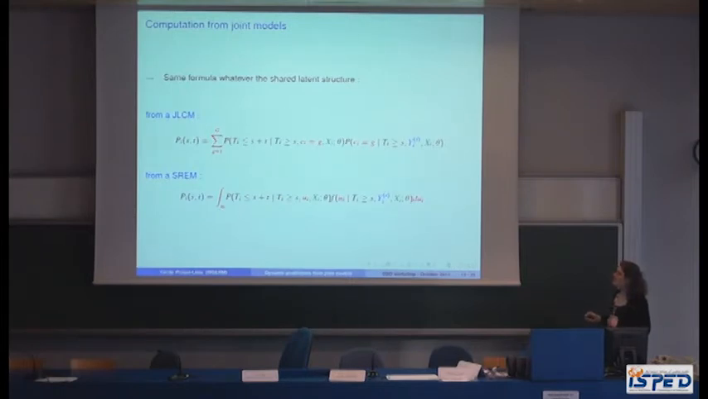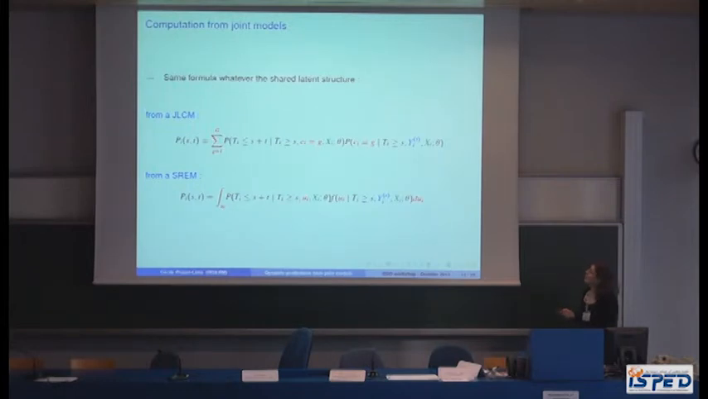In a shared random effect model, it's the same. It's the conditional probability of having the event between the time S and the time S plus T, but this time, given the latent structure, the random effect. And then we multiply that by the density of the random effects given the information we have collected until this time S, and we integrate it. So exactly the same kind of formula, exactly the same kind of idea.